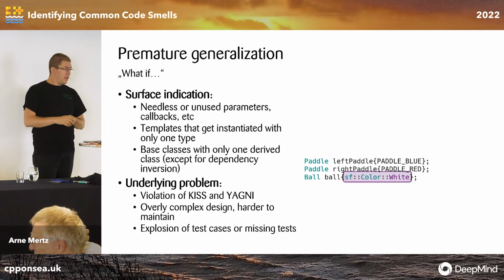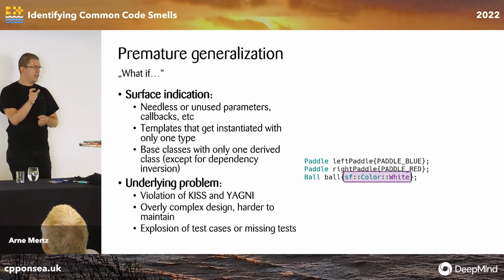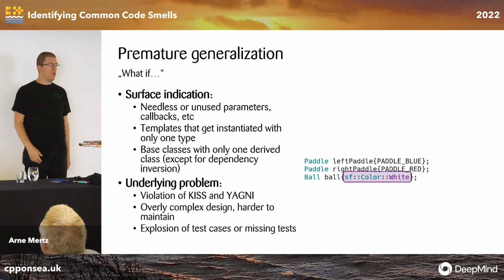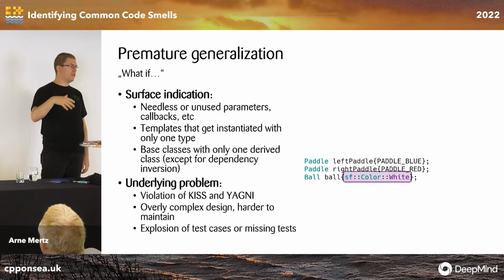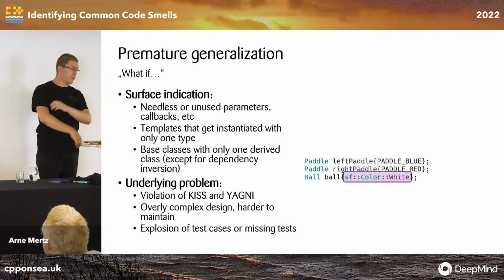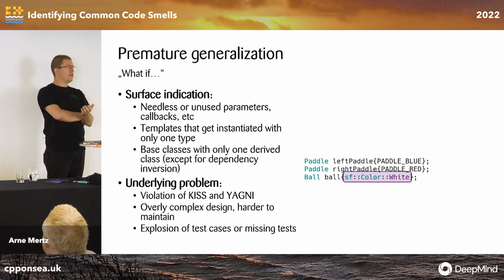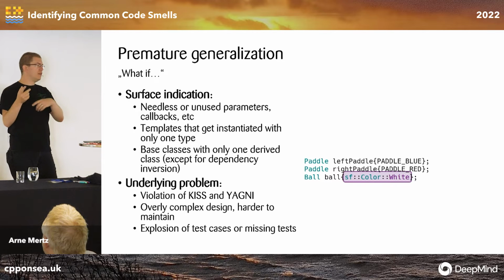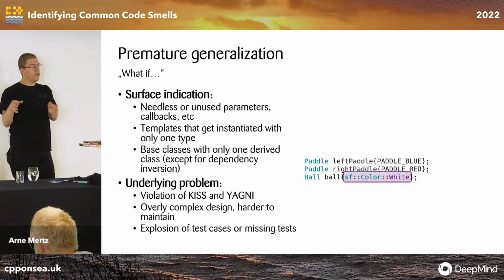Also in C++ templates that we only get instantiated with one single type. Why do we make a template out of it if it's not used? We have to put it in the header, unless we're using modules. We have to see the implementation, and it makes the compilation times worse, and so on. Also base classes that have only one derived class. Why do we need that base class if it's only one class? Unless we program against an interface, so we use dependency inversion to actually only program against the interface and then have one instance of the derived class.